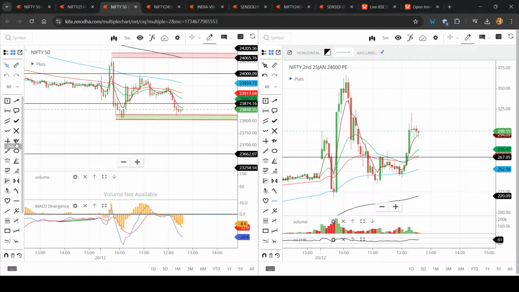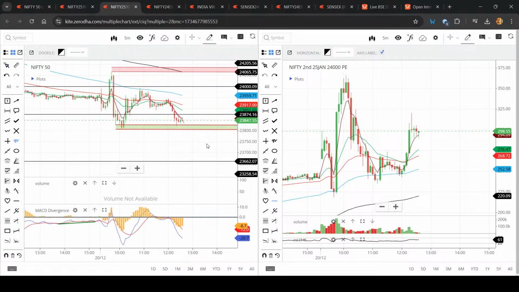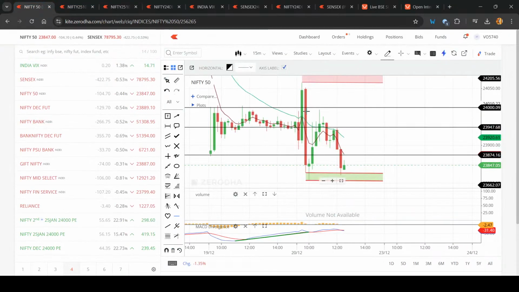After a good drop or breakdown from here, it is a pause. Let's see. Okay, puts are increasing decently.